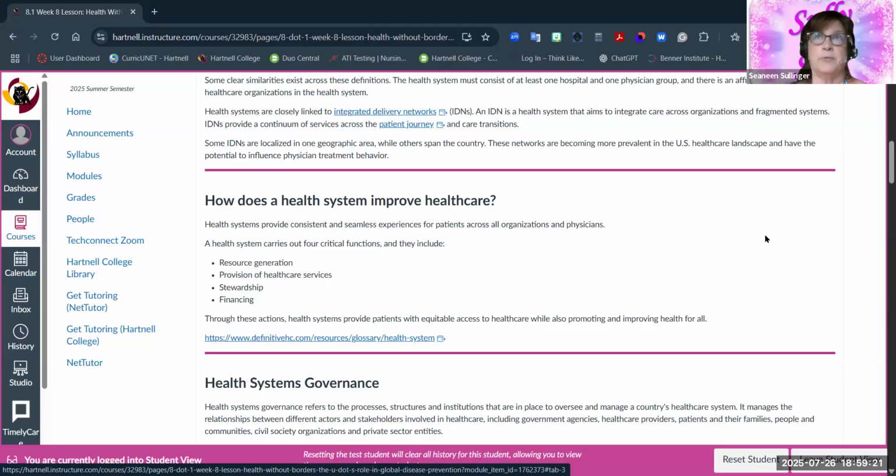If my primary care provider is not available, if I can't get an appointment, the nurse practitioner can see me, and all of my health information is right there in case I forget something, or if I need to be admitted to the emergency department. And so this health system is trying to provide equitable access to healthcare and promote and improve health for all. If you are a system, you are not just in one place.